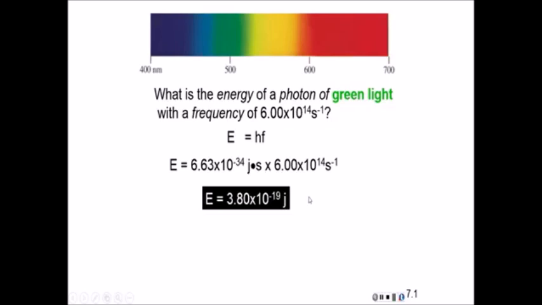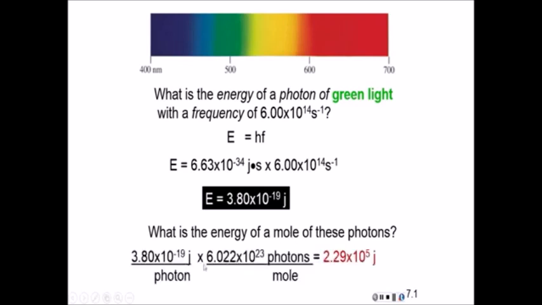And you would never have just one photon produced by a bunch of atoms. You would have billions and billions and trillions. So it might be interesting to figure out, what is the energy of a mole of these photons? Remember it says mole, and we're counting things, so we're going to be using Avogadro's number. So if I take my answer from above, this is the energy of one photon, and this is Avogadro's number, then you'd have this many photons in a mole of photons. Multiplying them together, the photons would cancel, and you wind up getting 2.29 times 10 to the 5th joules. Now we get some appreciable energy.